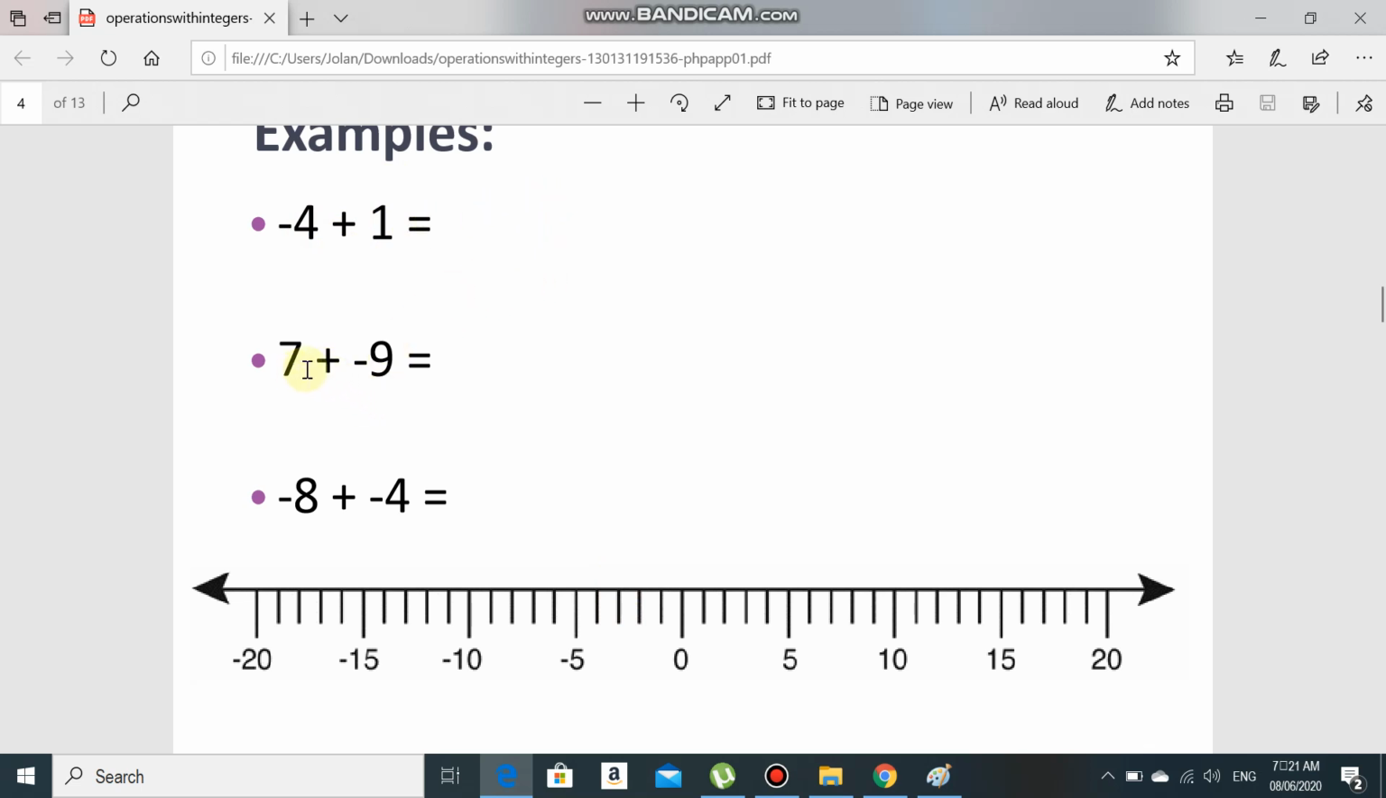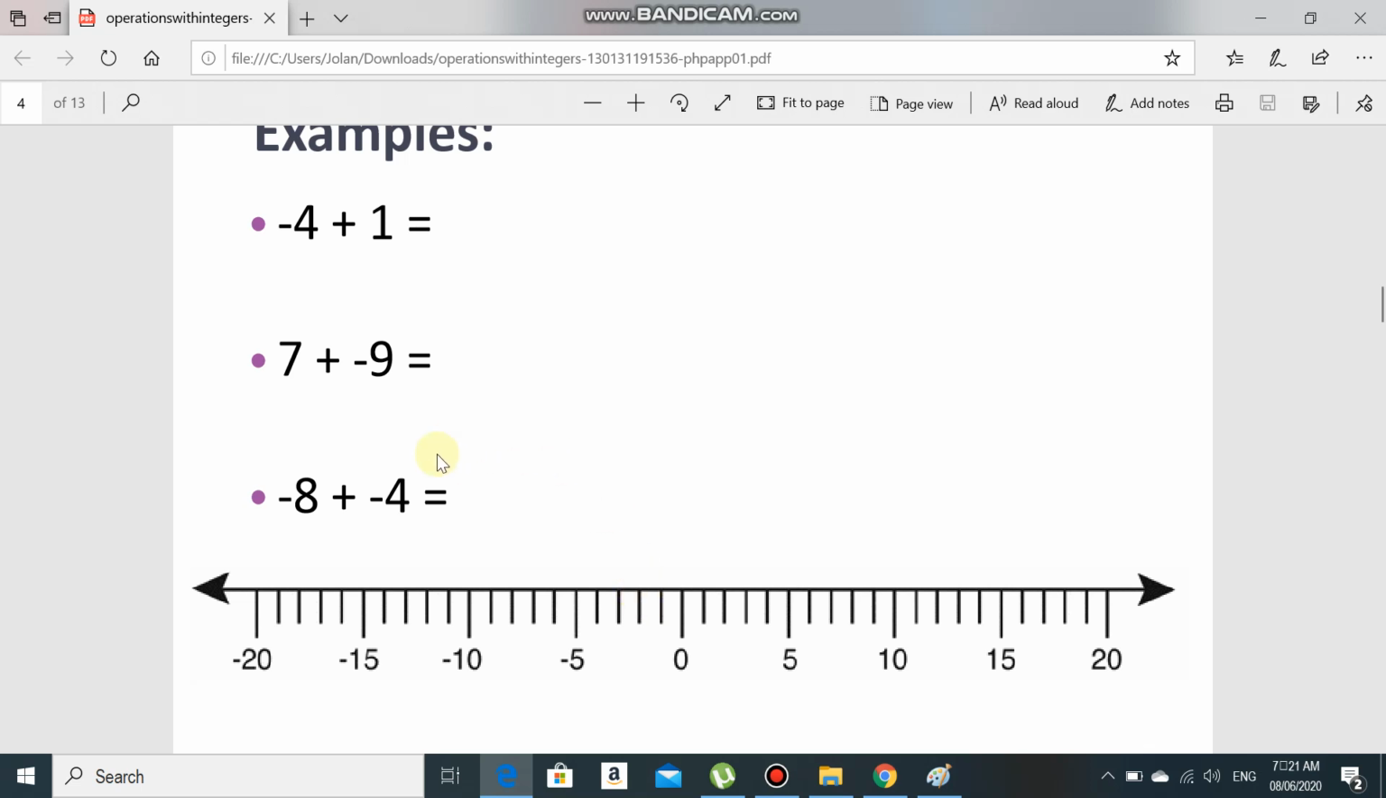Second, we have 7 plus -9. 7 is located on the right side of 0 because it's positive. The second number is negative, so we move to the left from 7. And how many units? Correct, 9 units from 7. We count: 1, 2, 3, 4, 5, 6, 7, 8, 9. This is where we landed, and this grid has the value of -2.